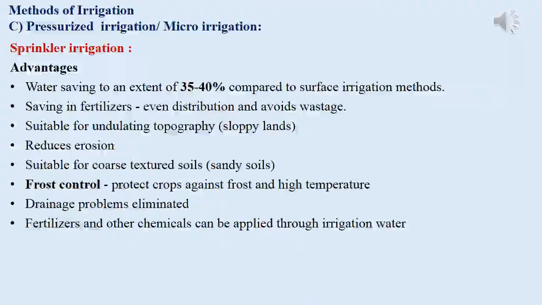Advantages of sprinkler irrigation system. By using sprinkler irrigation system, we can save water to an extent of about 35 to 40% compared to surface irrigation methods. Then we can save the fertilizers, and even distribution of fertilizers is done, and we can avoid the wastage of costly fertilizers. Then suitable for undulating topography, that is sloping lands, then this method reduces erosion.